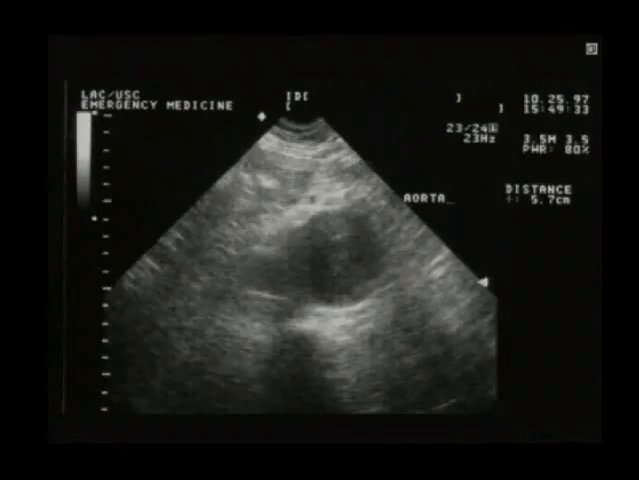Here's another patient with abdominal pain and back pain, and this is the aorta here that we're looking at. This is 5.7 centimeters. And you can see these are the measurements right here that we're looking at. You measure from the inside of the wall? From the outer wall to the outer wall always for measurement. Outer to outer always.